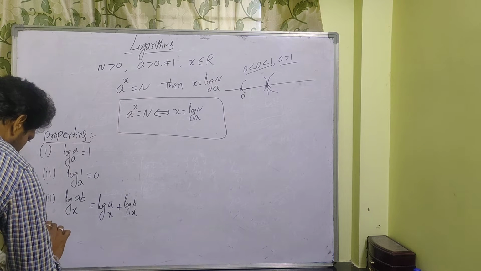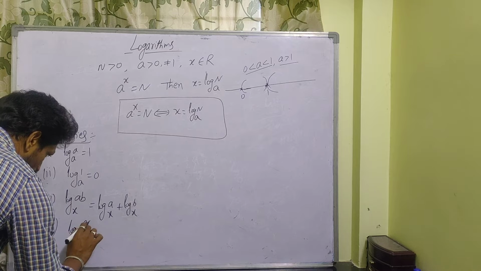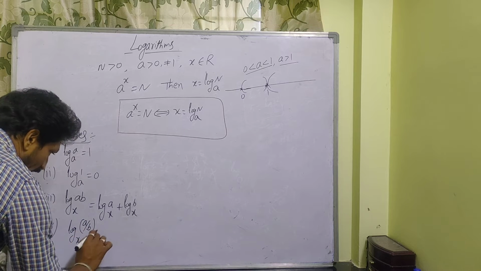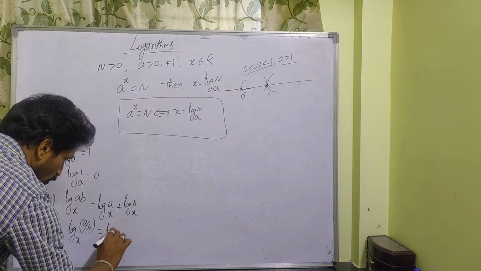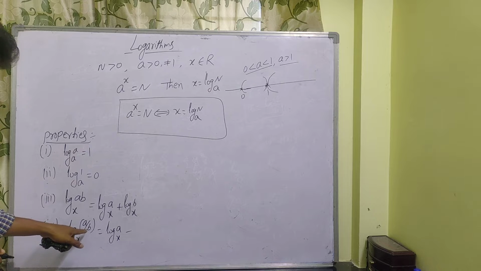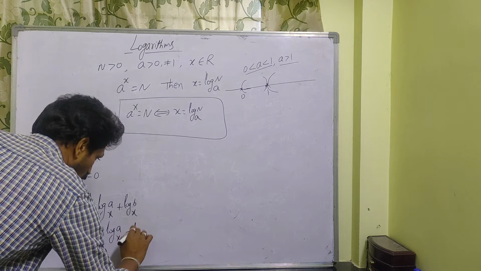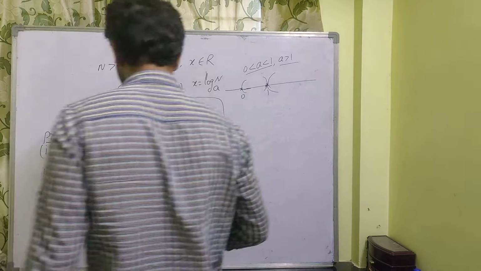Next one, fourth one. Log a by b base x is equal to log a to the base x, here a by b is there, so product is plus, division is minus, log b to the base x.